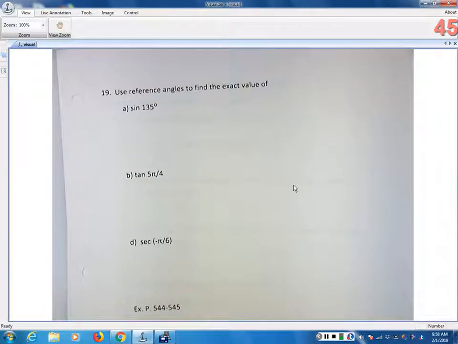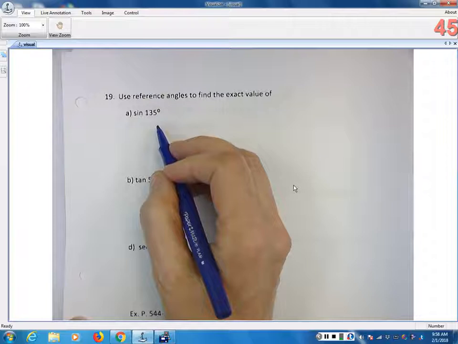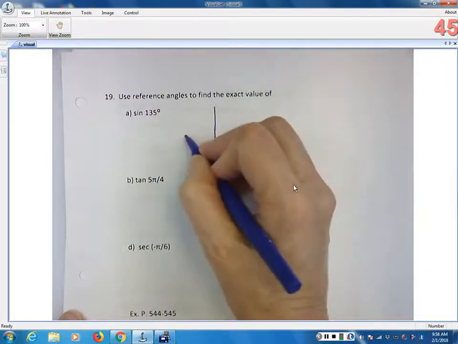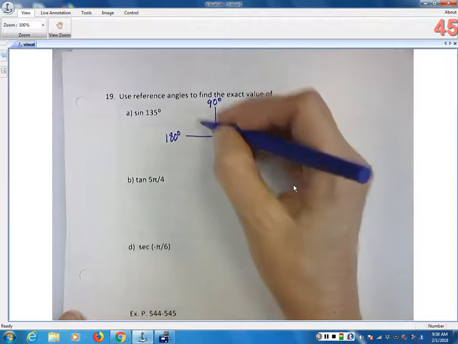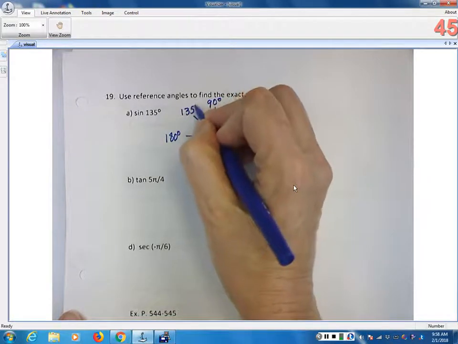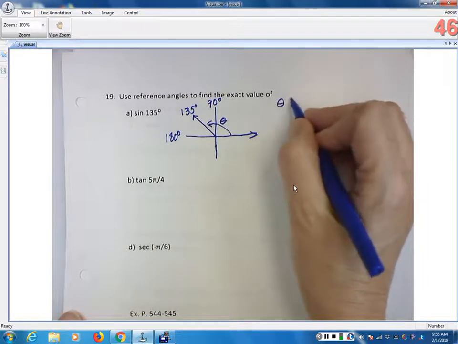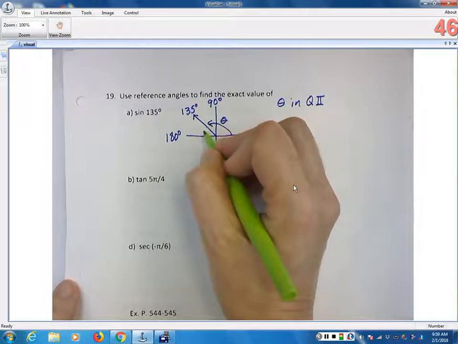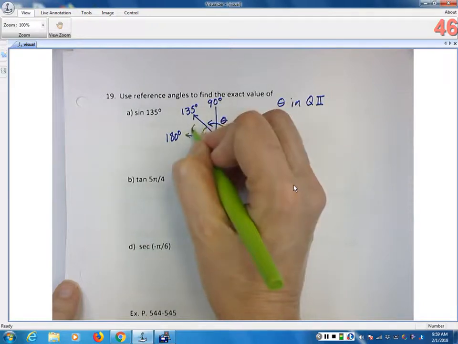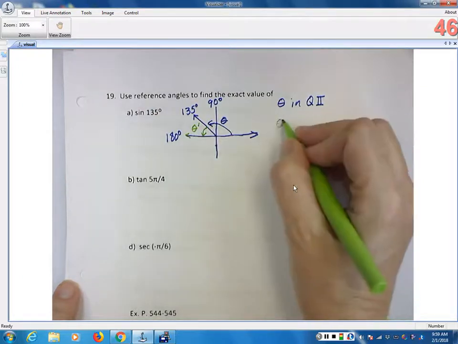So we're going to use the reference angles to find the exact value of sine of 135 degrees. We're going to draw a picture. This is 180, this is 90. So we have to go 45 more degrees to get to 135, right? So this is our theta. Theta is in quadrant 2. We want to find sine of 135. Now our reference angle is going to be this angle, and that's theta prime. 180 minus 135 is 45. Theta prime is 45 degrees.